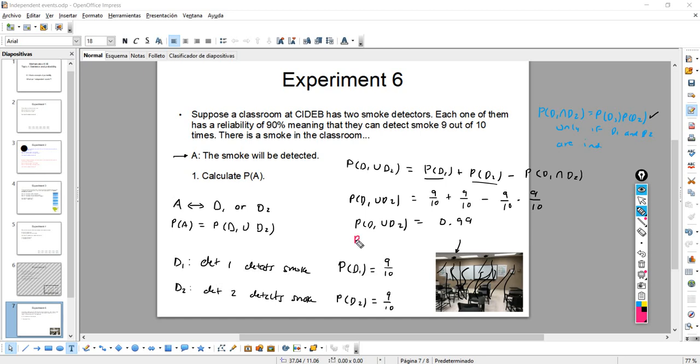Well, the probability of A, which is the same as this, right? A is equal to this. That's going to be equal to 0.99. So the probability of A is 99%. And that solves this experiment number 6.